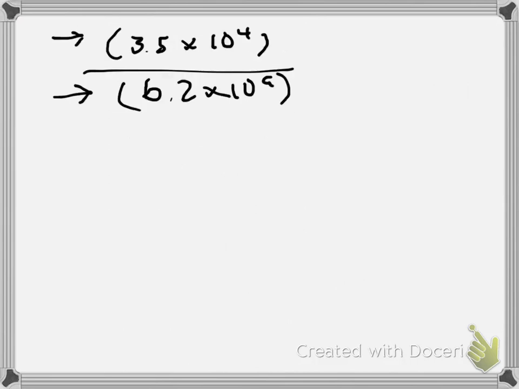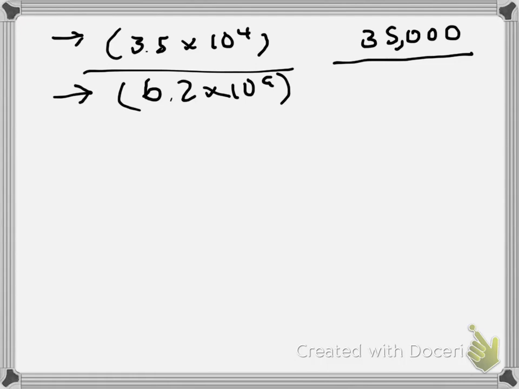Now we're going to do it the second method. You could just simplify the numerator. Well, 3.5 times 10 to the 4th, it's a positive exponent, so the number doesn't begin with 0, so we know that we move the decimal to the right 4 places, and we end up with 35,000.